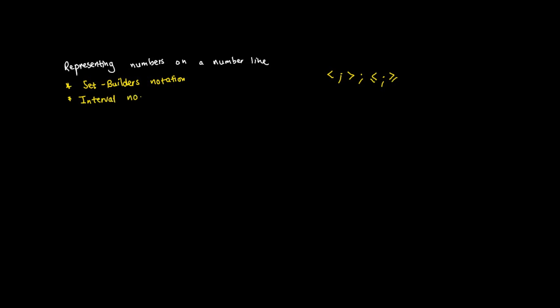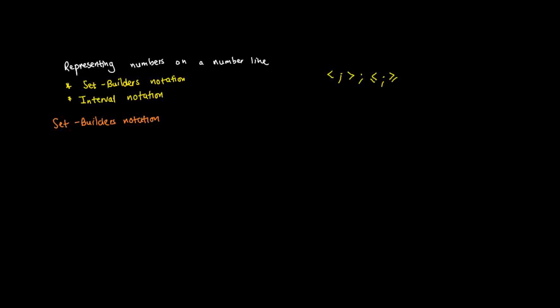Interval notation, right? Which involves brackets, either square brackets, which means including that amount, or round brackets, which means excluding that amount. But we will look at an example of that when we get to it, right? But firstly, let's start off with set builder notation. Okay, very, very interesting stuff.